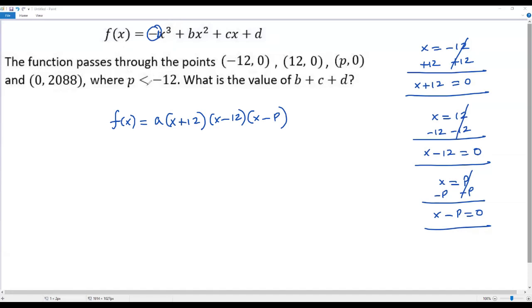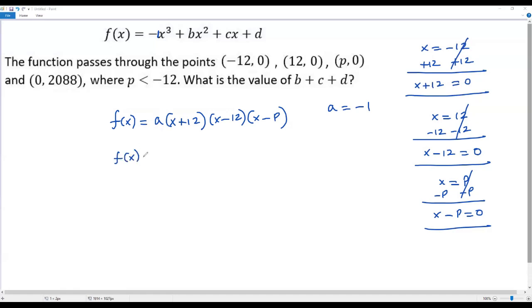So here the leading coefficient is negative 1. So that's the value of a over here. So we write the given function in factor form over here. From the given function, we got the leading coefficient negative 1, and here the leading coefficient is a. So that is a equals clearly negative 1. So here we can replace this a by negative 1.